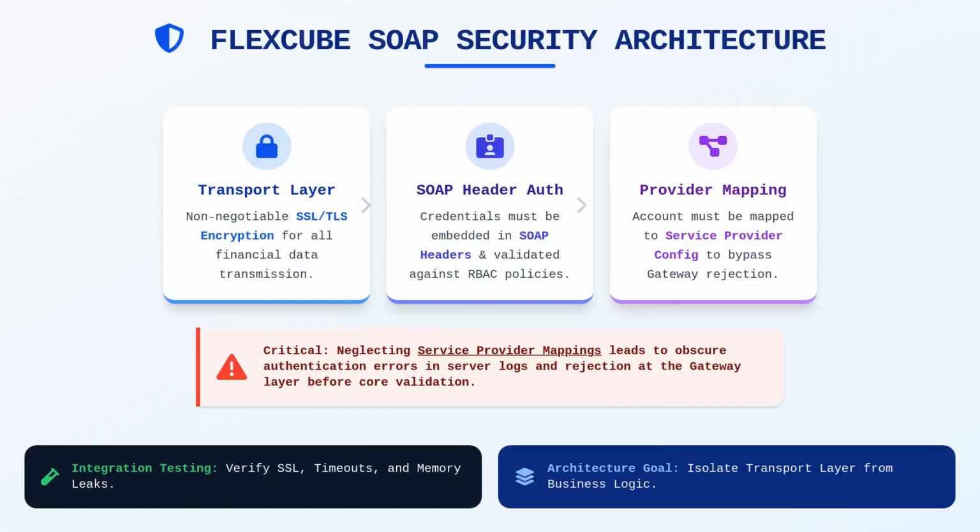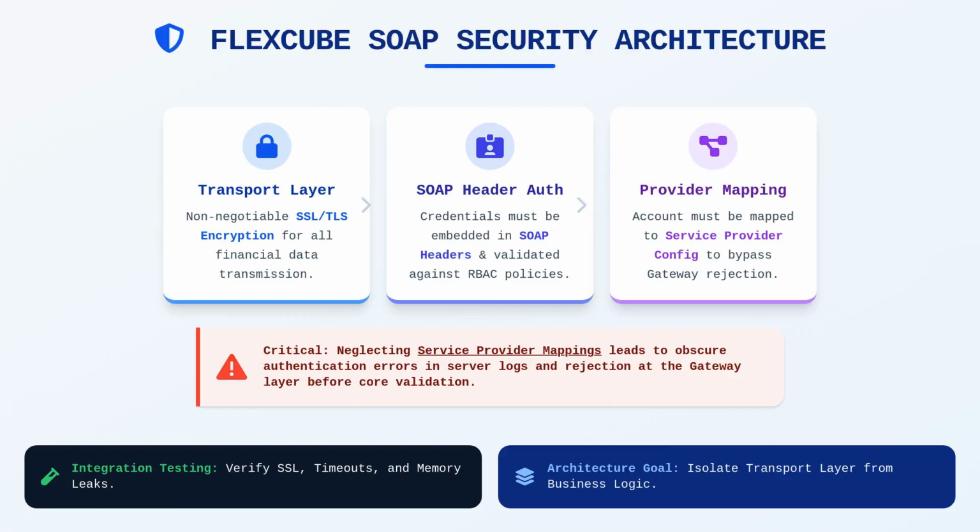Pay particular attention to the security headers that are mandated by the SOAP protocol within FLEXCUBE, as these are distinct from the standard application-level authentication. The authentication process for SOAP requests often necessitates the inclusion of user credentials within the SOAP header itself, which the system must validate against the existing role-based access control policies. This means that a user or service account must not only exist within the database, but must also be mapped to the specific service provider configuration to be granted execution rights.